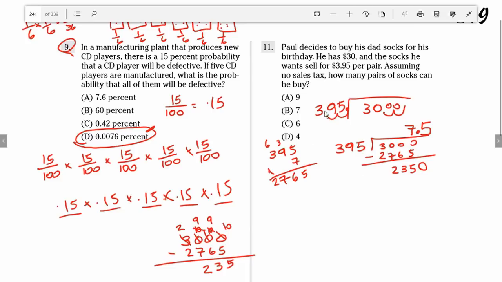So let's take a look at the problem. Assuming no sales tax, how many pairs of socks can he buy? Well, he can afford 7 full pairs of socks and 1 half pair of socks. Well, you can't just buy a half pair of socks because that would just be 1 sock. So in this case, he can only afford 7 full pairs of socks.